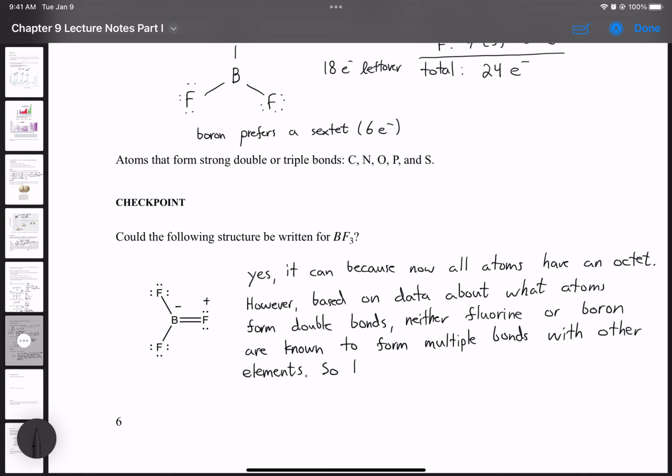So this structure is probably not a good one. And another reason is because you form a positive charge on fluorine, and we'll soon learn that when we draw formal charges, we want the negative charge on the more electronegative atoms. So this structure wouldn't make sense because it's creating a dipole, a charge structure, and that doesn't make sense given the charges that we have drawn here.